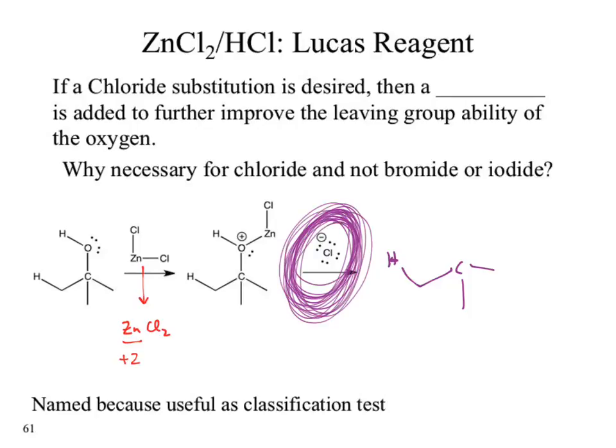What should our final product look like? Positive charge. Chlorine will be on there somewhere. Good. All right.